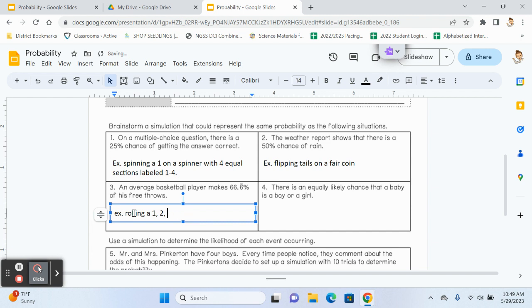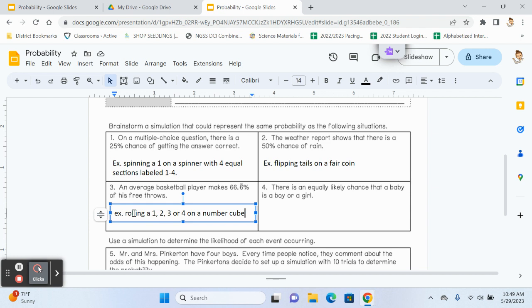Oops, back it up. 3 or 4 on a number cube. So here's the reason why. Do you agree that there's 6 sides on a dice? So if I rolled a 1, that's a 1 out of 6 chance.